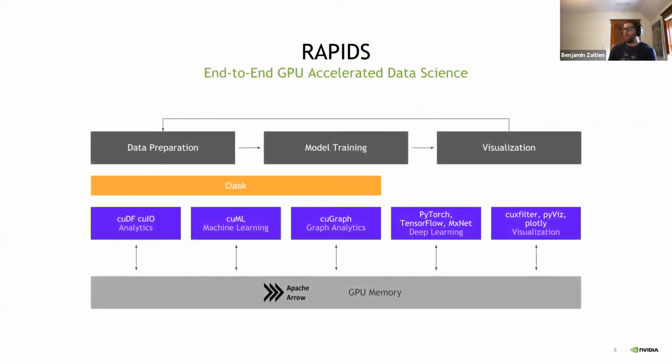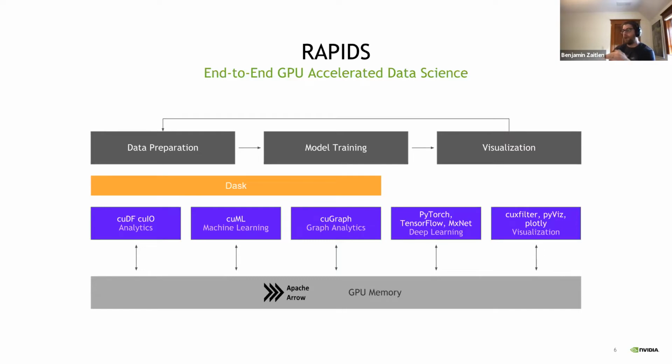So the RAPIDS ecosystem now looks like this, where we're trying not just to handle a given vertical. It's not just data preparation, but the entire workflow, the end-to-end workflow that most of us actually need to get done. So not just data preparation, not just fast model training, and not just visualization.